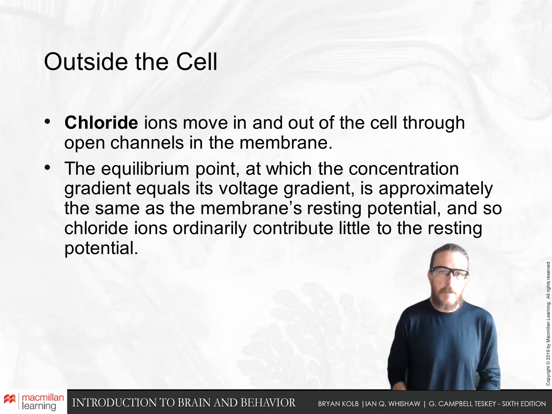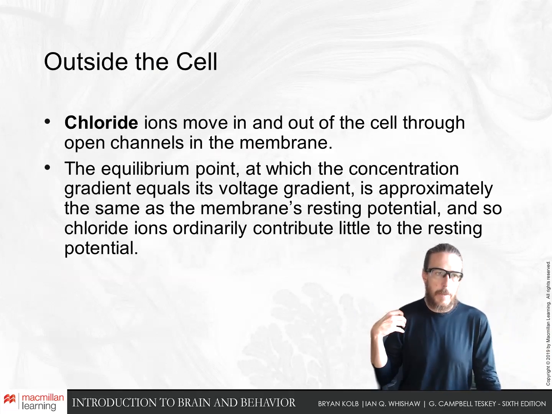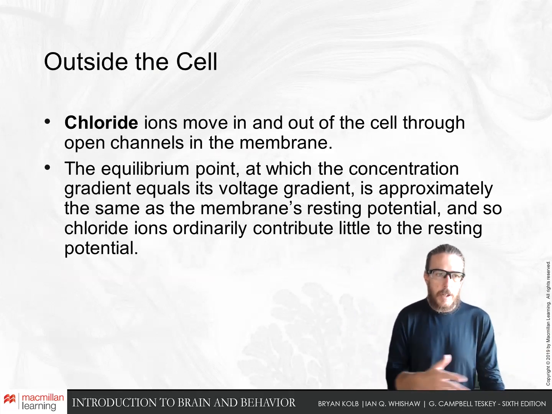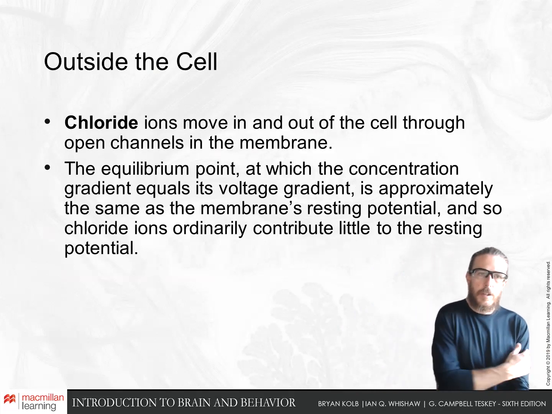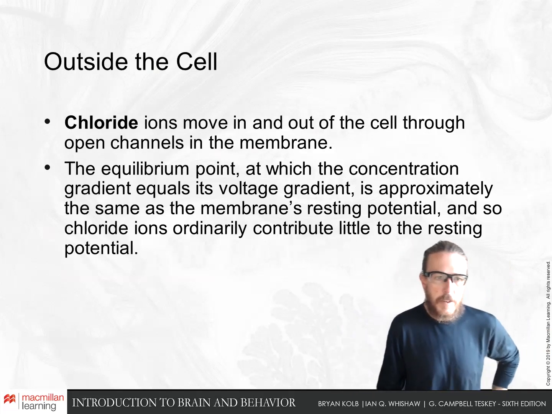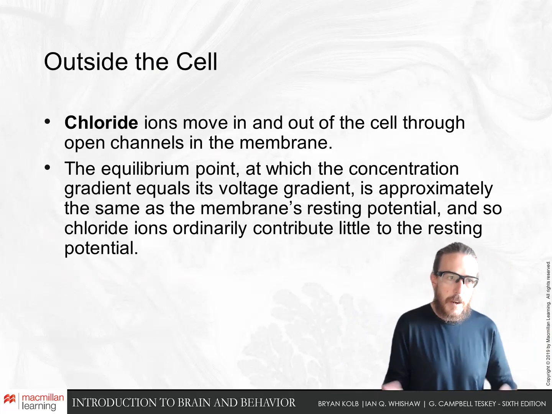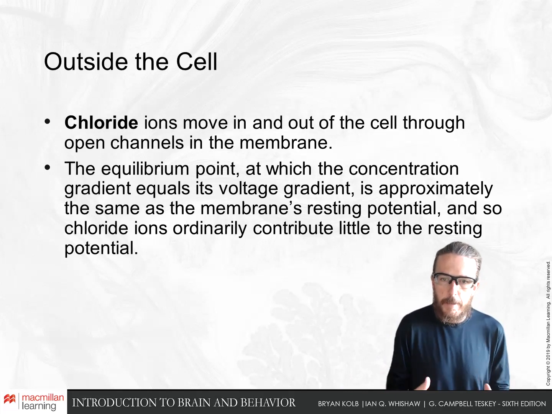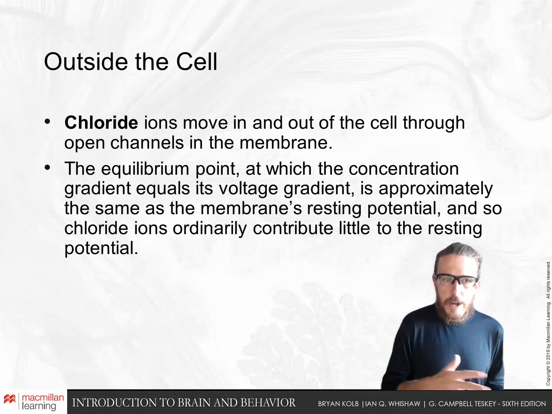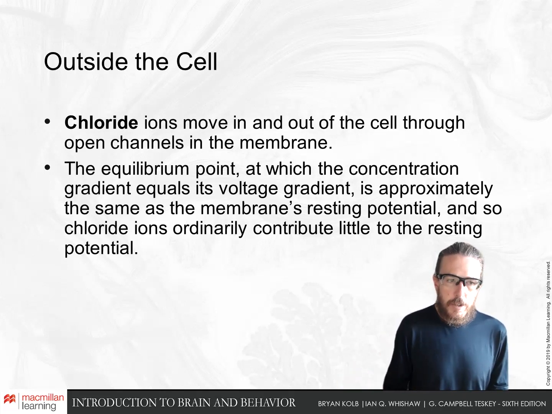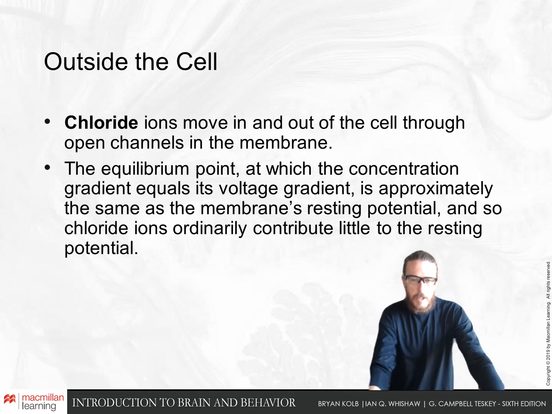Finally, chloride ions move in and out of the cell freely through the channels in the membrane like potassium. But at equilibrium, when the concentration and the voltage gradient are equal, the equilibrium point of chloride is the same as the membrane's resting potential. So when the membrane is at rest, chloride is generally happy being where it is on the inside and the outside. So not much of the resting potential is due to chloride because it's free to move.